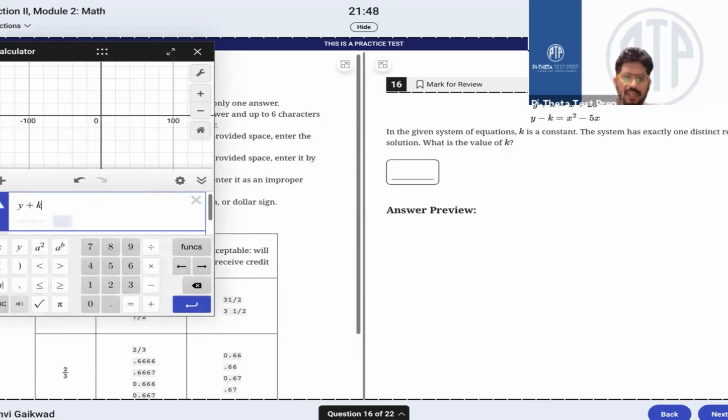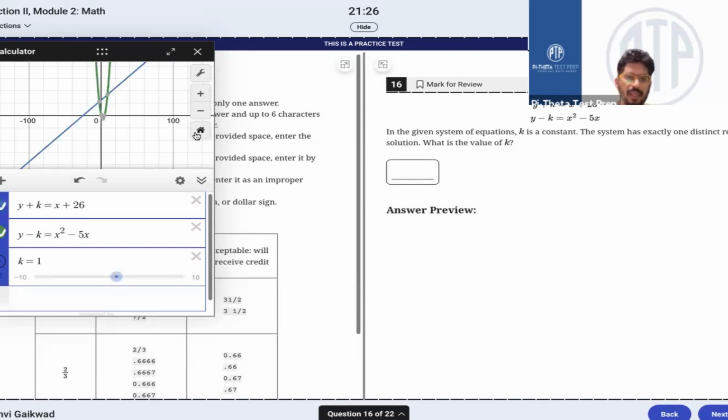So y plus k, you just have to see they're telling you exactly one distinct real solution. So x plus 26, and we can say y minus k is equal to x square minus 5x, right?